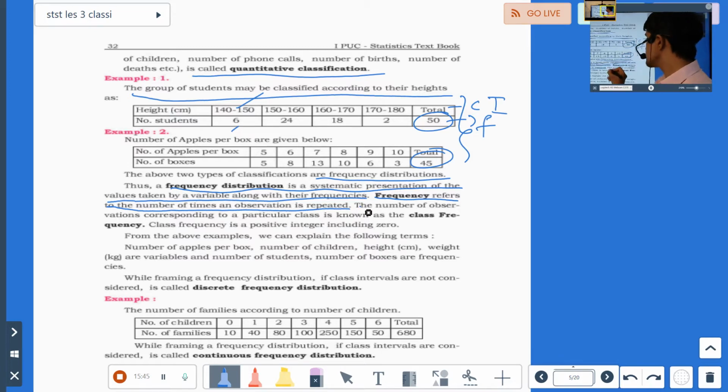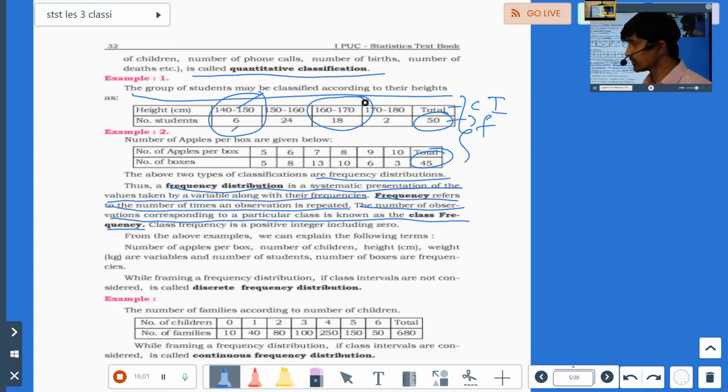The number of observations corresponding to a particular class is known as class frequency. What is the class frequency of 140 to 150? It is 6. What is the class frequency of 160 to 170? It is 18. So this is known as class frequency. It is a positive integer including 0. Now we'll continue, there is much more time. While framing a frequency distribution, if class intervals are not considered, it is called a discrete frequency distribution. Simple.